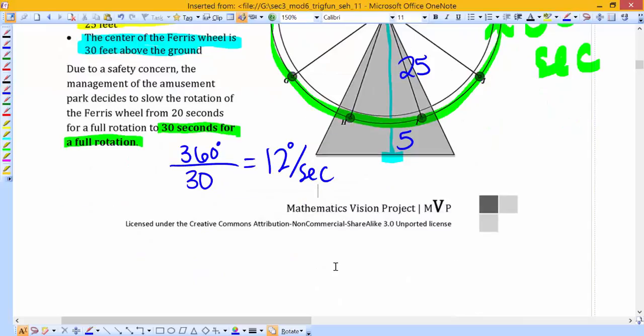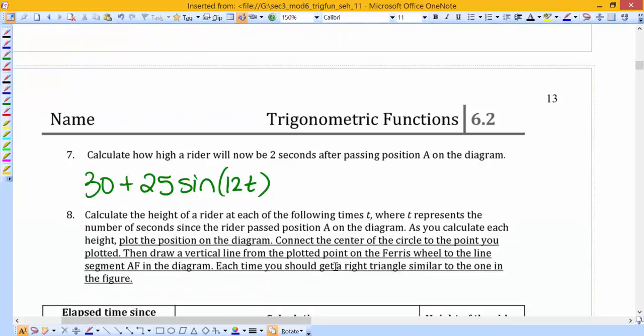So I'm going to use this information and I'm going to write an equation to help me figure this out. If we were doing the task, we would have discovered how to write the equation for this. So here I'm just going to give it to you. The 30 is actually representing the center height.